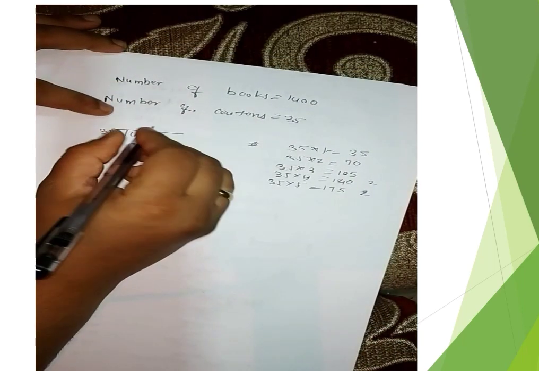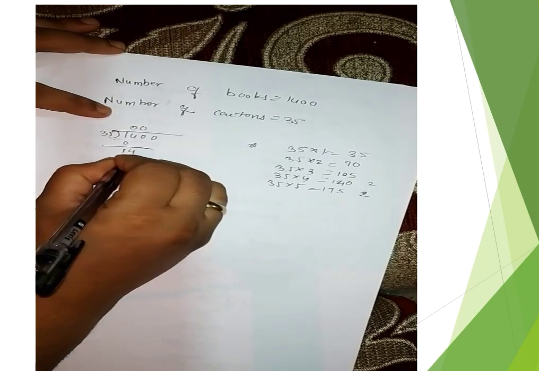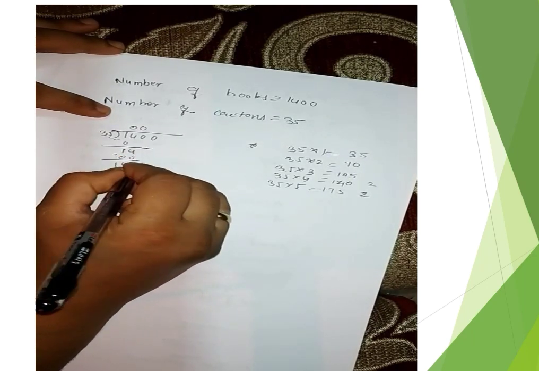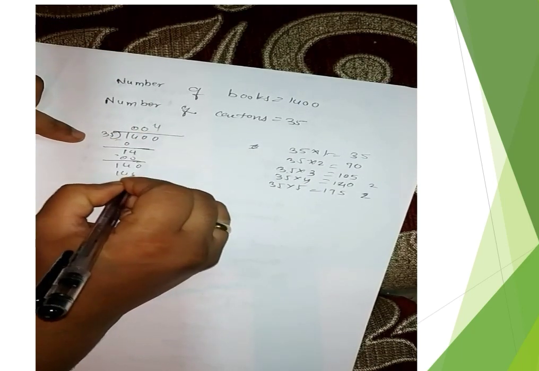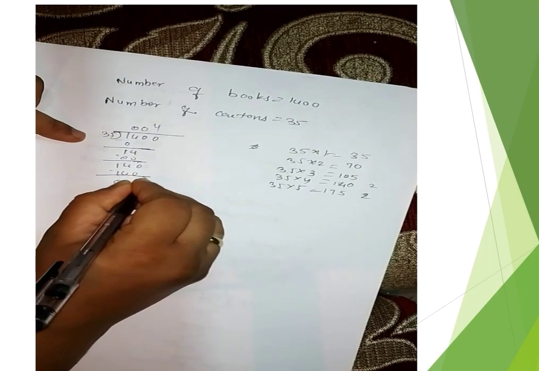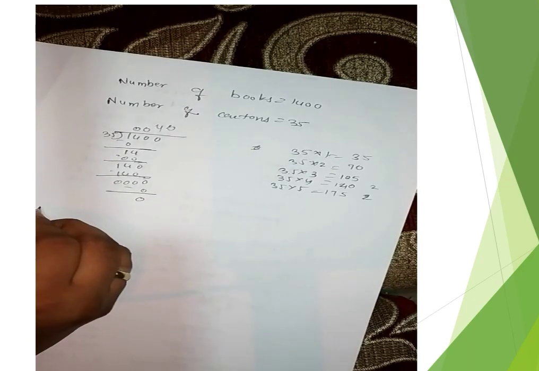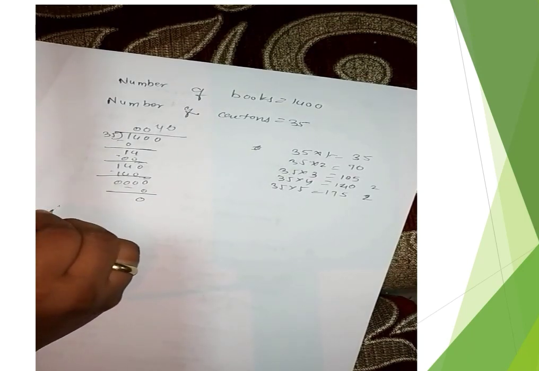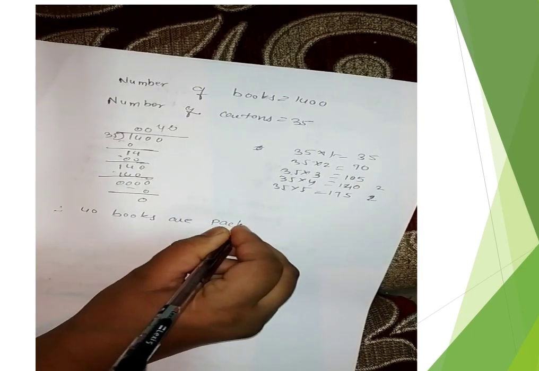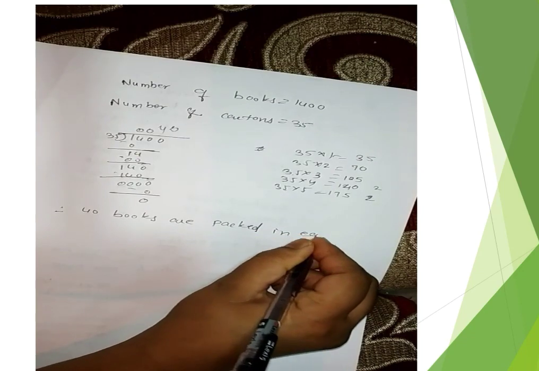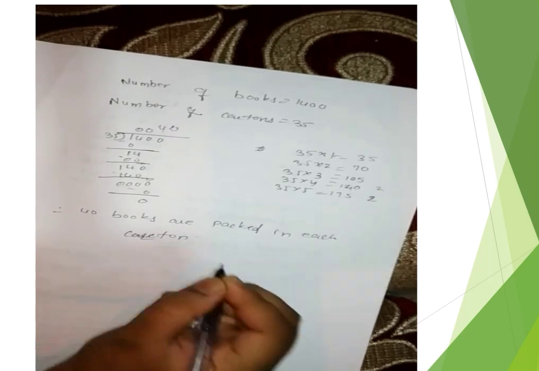Okay. So here 0, 0, 1, 4. Again 0, 14. 0 comes down, 140. 35 4s are 140. 0, 0, 0. 0 comes down. Again 0, 0. So here how many books are there in each carton? Therefore 40 books are packed in each carton. Got it?